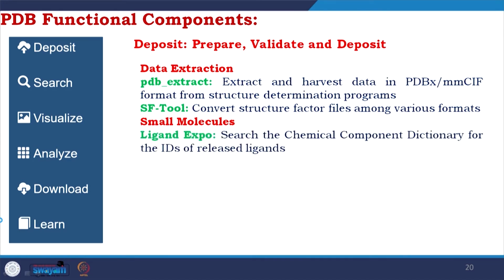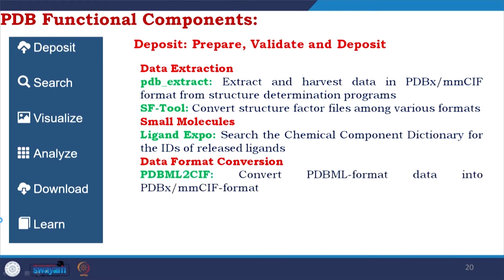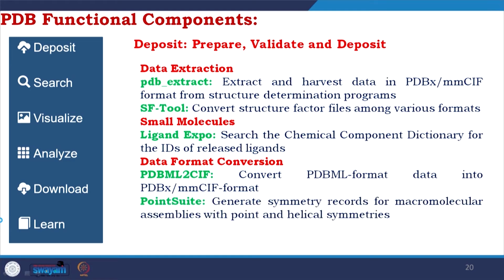For small molecules, you have Ligand Expo, which searches the chemical component dictionary, the CCD, for the IDs of released ligands. Data format conversion, PDBML to CIF, converts PDBML format data into PDBx/mmCIF format. Point shoot generates symmetry records for macromolecular assemblies with point and helical symmetries. Maxit translates data between file formats and more.